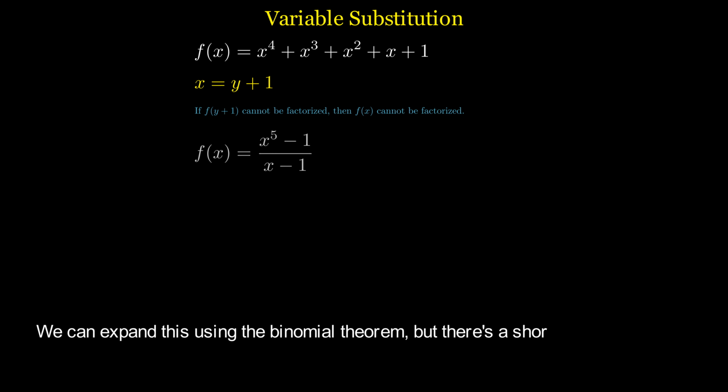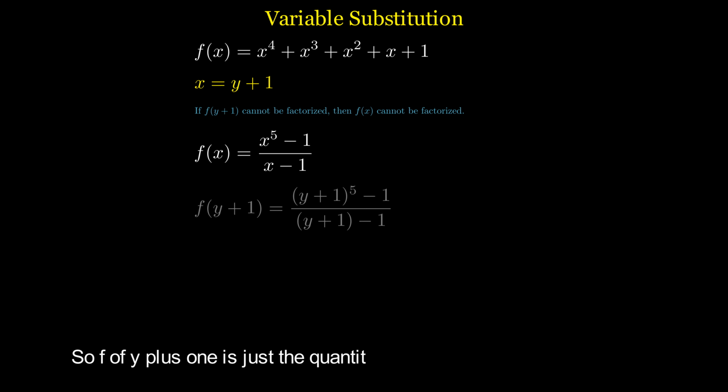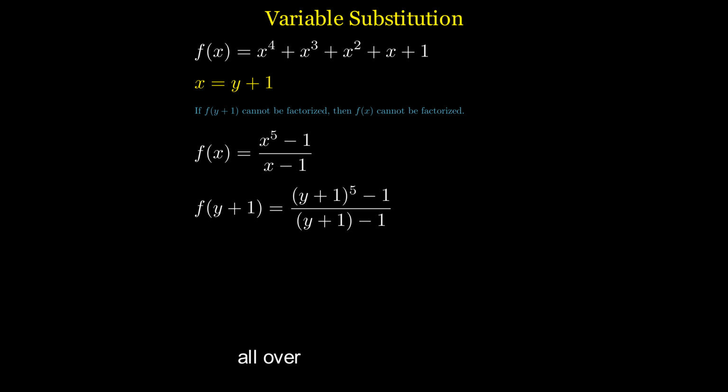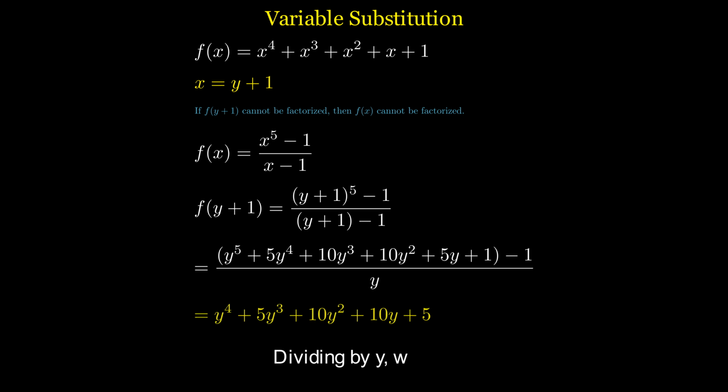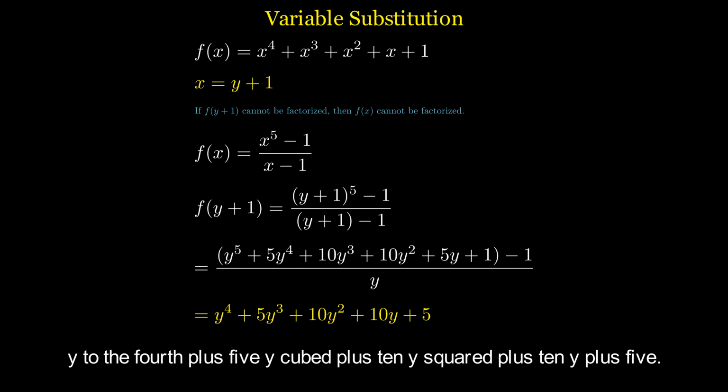We can expand this using the binomial theorem, but there's a shortcut. This sum is a geometric series. So f of y plus 1 is just the quantity y plus 1 to the fifth minus 1, all over y plus 1 minus 1. If we expand the top, the ones cancel out. Dividing by y, we get y to the fourth plus 5y cubed plus 10y squared plus 10y plus 5.